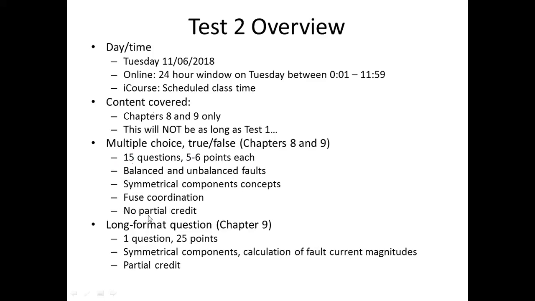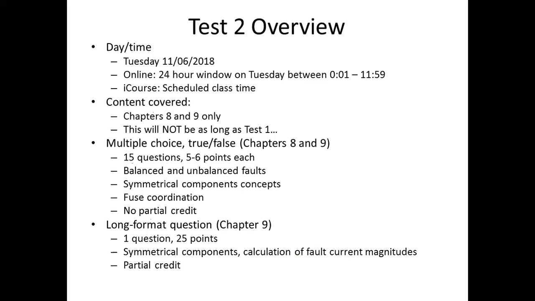For the long format question, it will cover chapter 9. It's essentially a question on fault current calculations utilizing symmetrical components. You'll be given a circuit. You will have to analyze the circuit for different fault types: single line to ground, line to line, double line to ground, and three-phase, after having calculated the Thevenin impedance for faults at certain locations on the system.